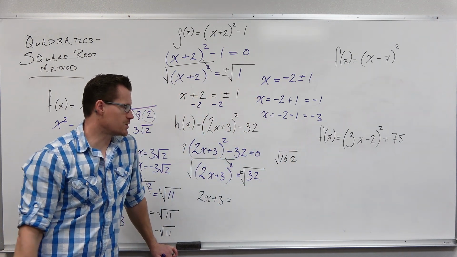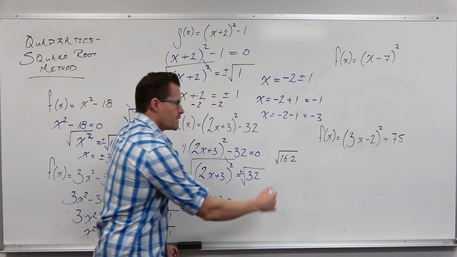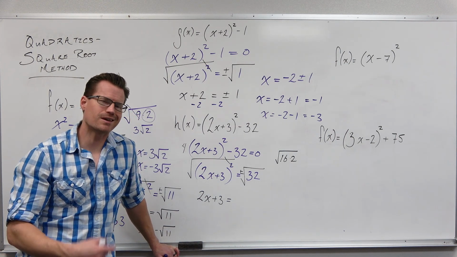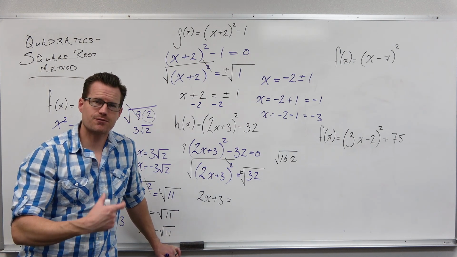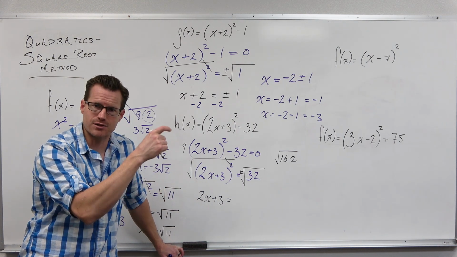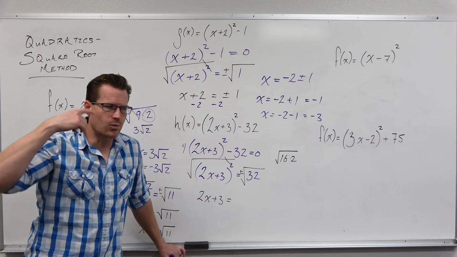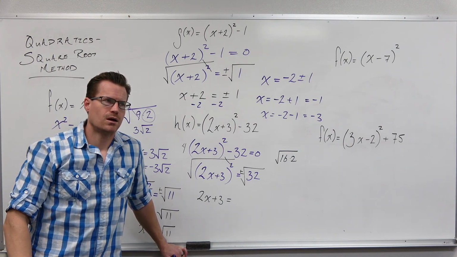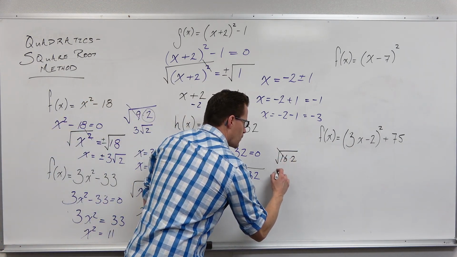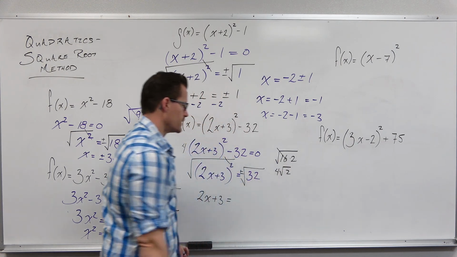32 is 16 times 2, so we can take the square root of that. Notice how I'm picking the biggest number I can take the square root of, not the smallest. So I'm not thinking 4 and 8, because if I did 4 and 8, I'd have to do this process twice. Once with 32, and then we'd have a square root of 8, we'd have to do it again. So I'm thinking, what's the biggest perfect square that I can simplify out of this? It'd be 16. Square root of 16 is 4. The square root of 2 is, I don't know, let's leave it.